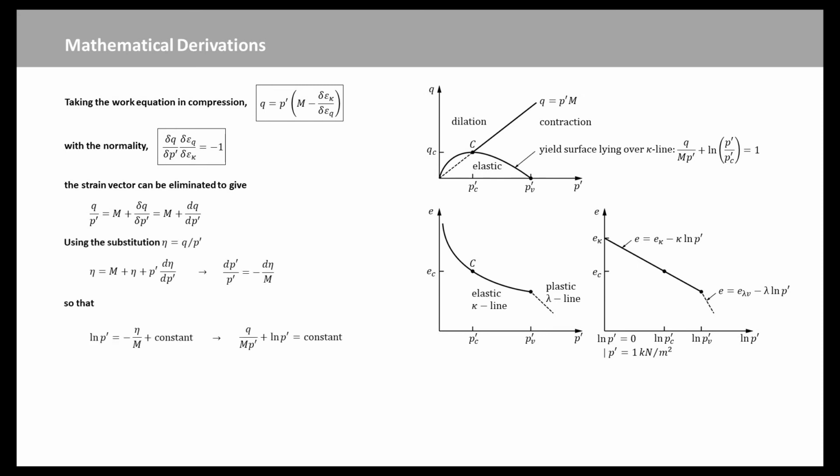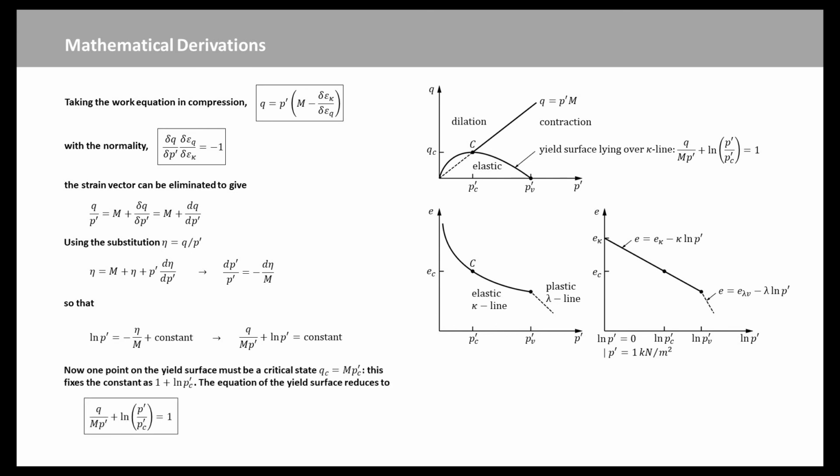Using the substitution eta equal to Q over P dash, we derive these equations. Now, one point on the yield surface must be a critical state, QC equal to M times PC dash. This fixes the constant as 1 plus ln PC dash. The equation of the yield surface reduces to this equation, which is depicted in this figure.